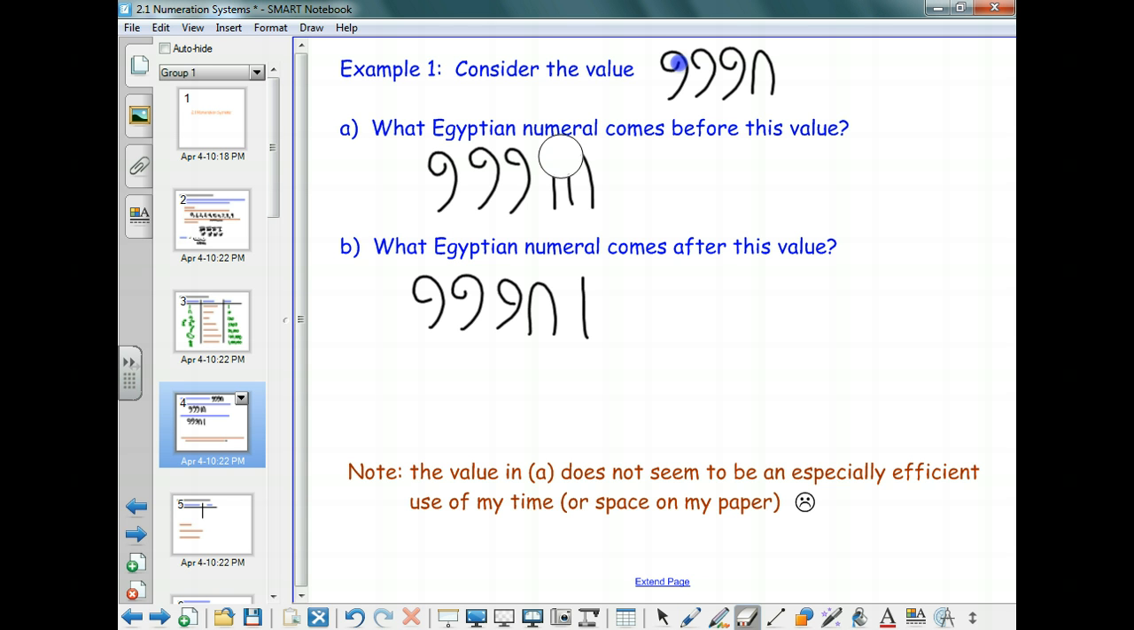The 3 scrolls is right, so let me erase this part. So how much is the heel bone worth? Not in our numbers, but how much is it worth in their symbols? If I took a heel bone, I could turn it into 10 staffs, right? Those are equivalent. Are you with me? So if I took a heel bone and I turned it into 10 staffs, kind of like taking a $10 bill and turning it into 10 ones. So that's in essence what we're doing. What would I do then to have one less? I'd have 9 staffs.